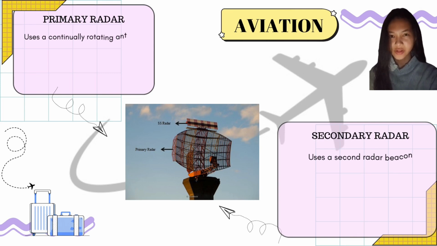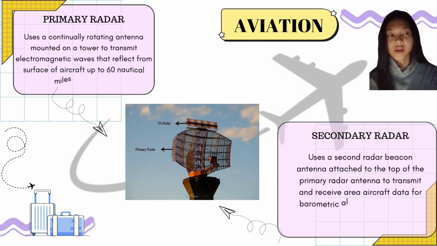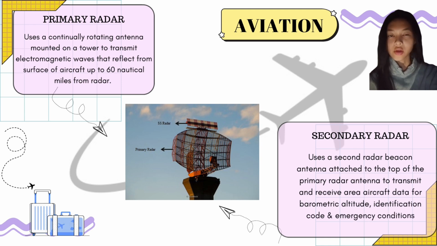Next up, I'll be talking about the radar used in the aviation industry. The primary surveillance radar uses a continually rotating antenna mounted on a tower to transmit electromagnetic waves that reflect or backscatter from the surface of the aircraft up to 60 nautical miles from the radar.